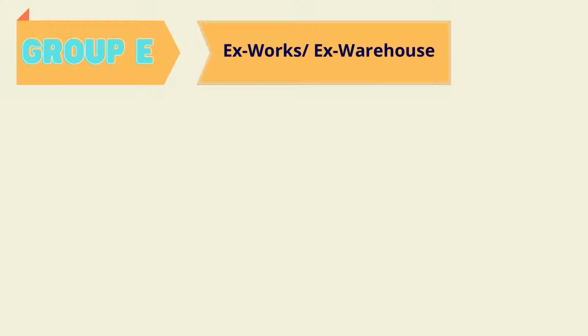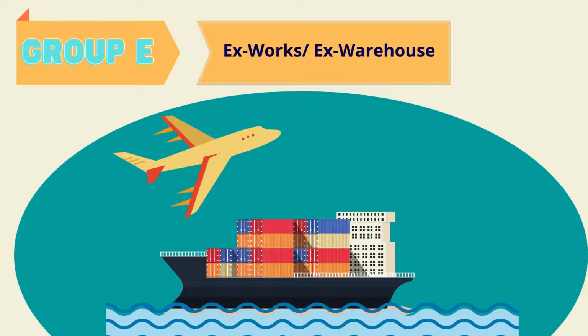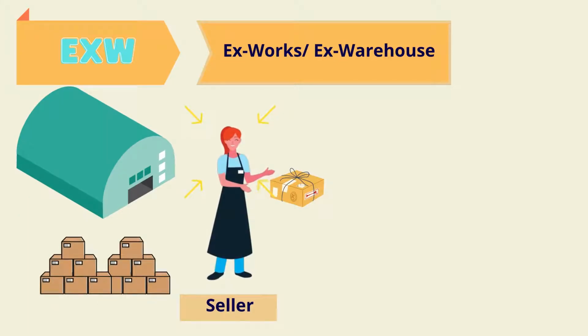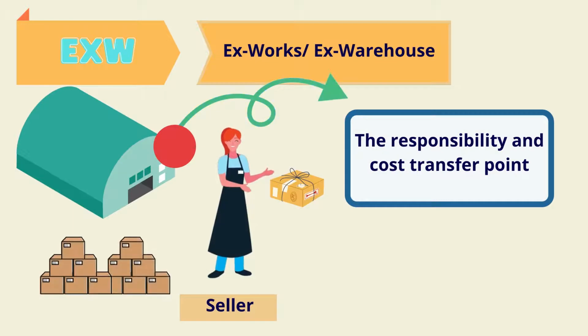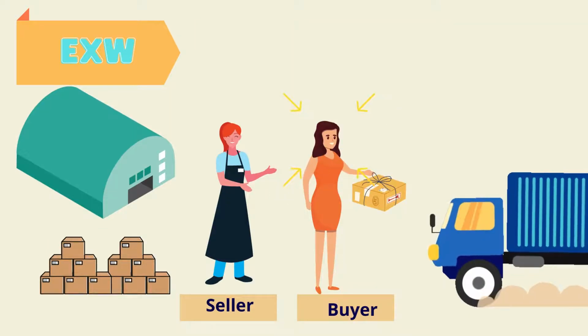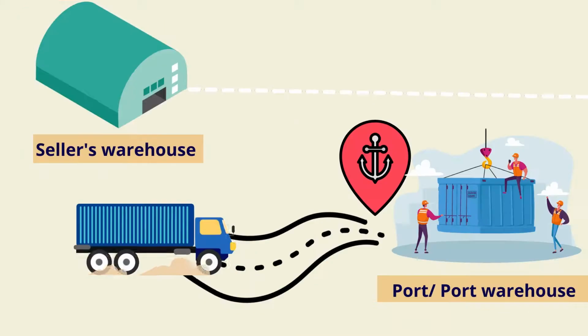Group E, EXW, Ex Works, or Ex Warehouse, which applies to sea and air transportation. In Ex Works term, the seller is only responsible to make the goods available for pickup at origin. The responsibility and cost transfer point is the seller's warehouse. As the buyer, you will need to take care of all costs, risks, and responsibilities starting at the seller's warehouse.